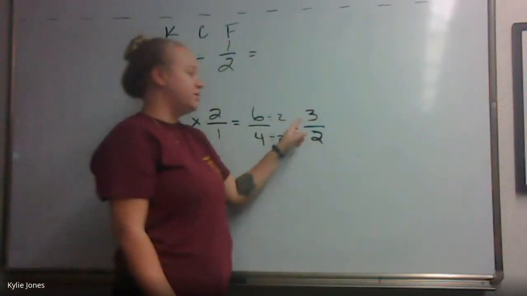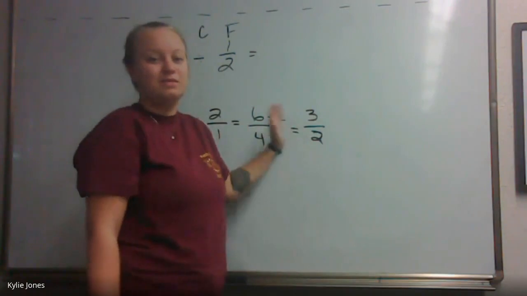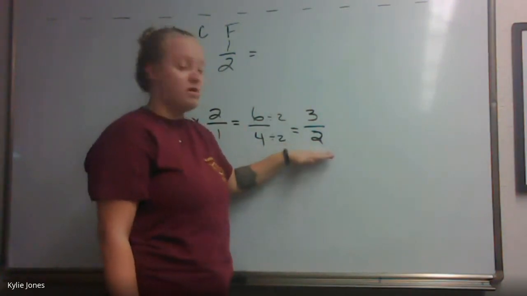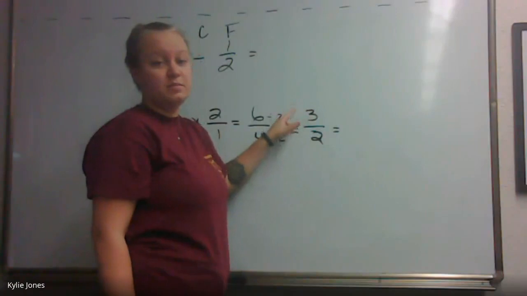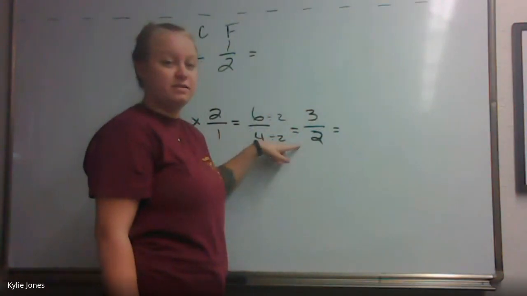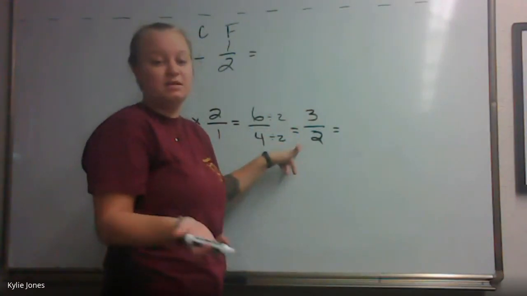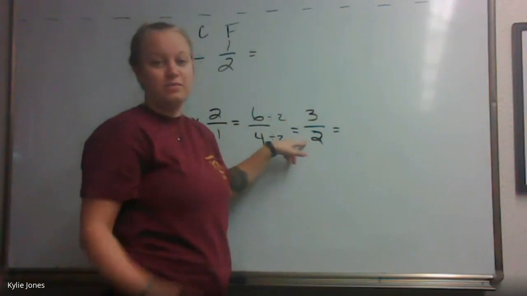No number is going to go into both 3 and 2, but there's still something wrong with it. We're not quite done. What do we still need to do? We need to make it to where it's not an improper fraction. This is an improper fraction. 3 is bigger than 2. We need to change it to a mixed number. In order to do that, we have to divide.